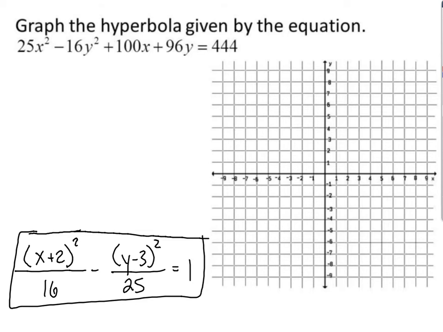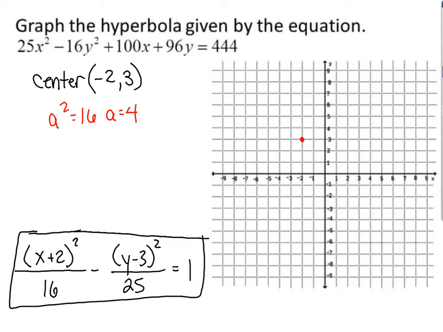So when we go to graph this information, we define the center, the A, and the B. Our center is going to be located at negative 2 and positive 3, because remember, when you pull them out, you change the signs. So our center is negative 2, positive 3. Our A squared value is equal to 16. So our A is going to be 4.